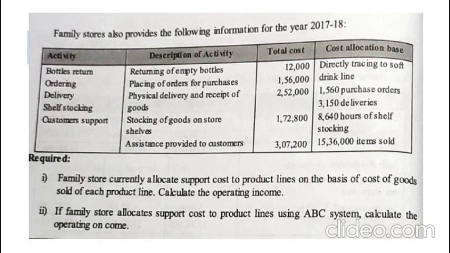So let us add the total supporting cost, where it is 12,000 for bottles return, plus 1,56,000, plus 2,52,000, plus 1,72,800, plus 3,07,200, which will give us 9 lakh. So the total of your supporting cost is 9 lakh.